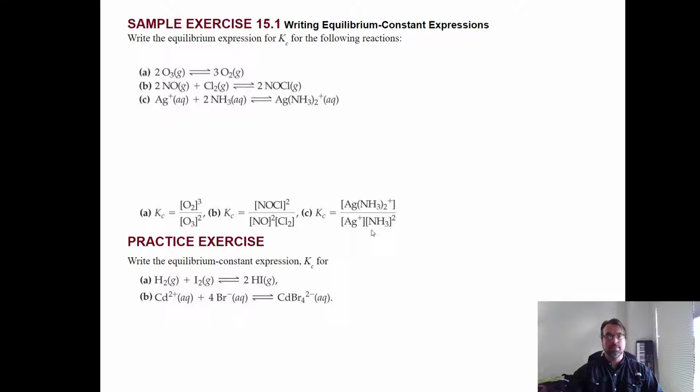Same thing goes for this one, Ag, reactant, it's on the bottom. NH3, there's 2 of them, therefore it's squared. And Ag(NH3)2+, there's 1 of them, it's right on top.